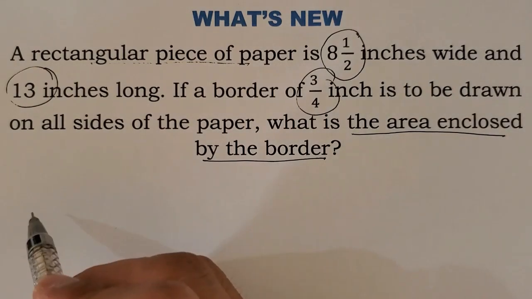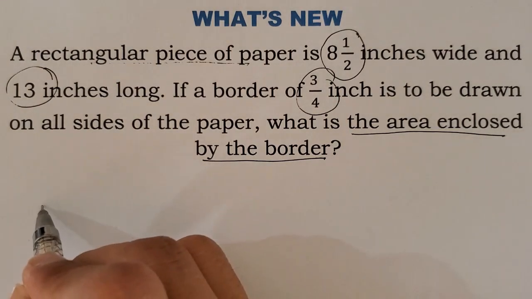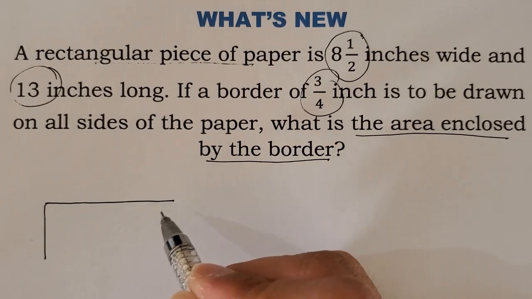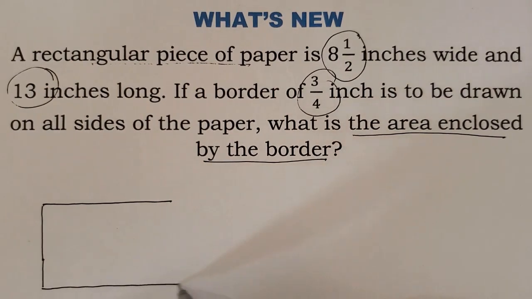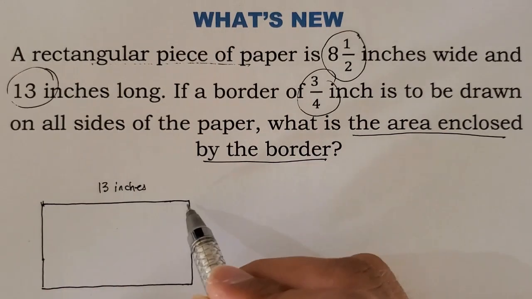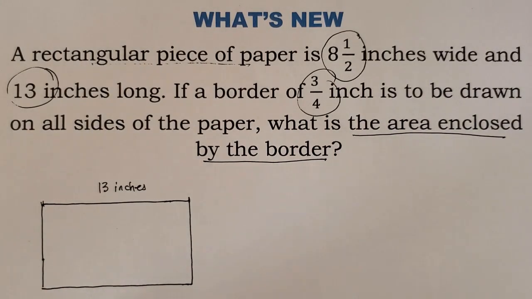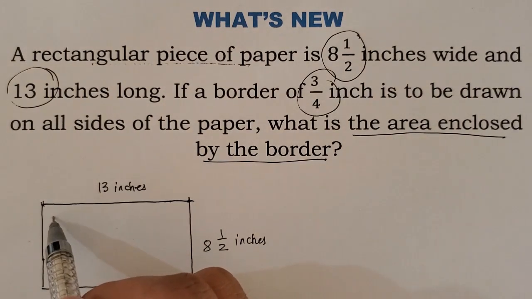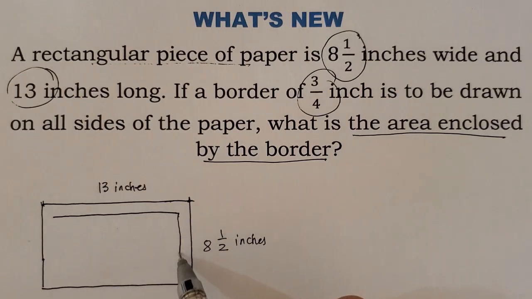So our problem would look like this. This is our paper, a rectangular piece of paper. Of course, the length is the longer side, which is 13 inches. Here it is, from this point to this point. That's the length. And of course, the width is the shorter side, which is 8 and 1/2 inches. The next thing that we have to do is draw a border which is 3/4 inch thick inside.